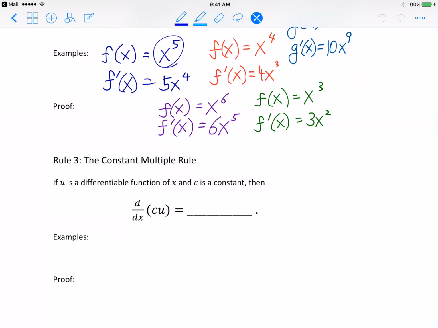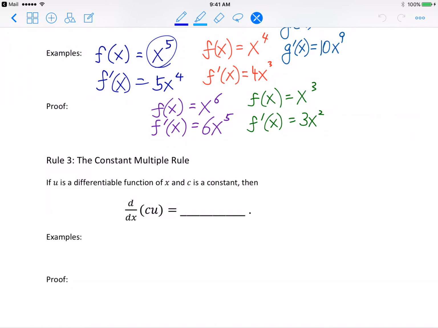All right, here's rule number 3. Rule number 3 is called the constant multiple rule. Okay, we're finding the derivative of a function that has a constant c in front of that function, or that c could be factored out from the function. Then how does that affect the derivative?